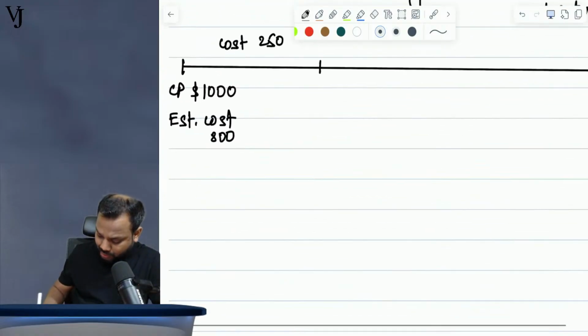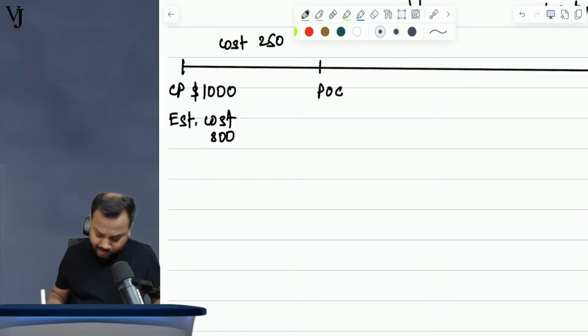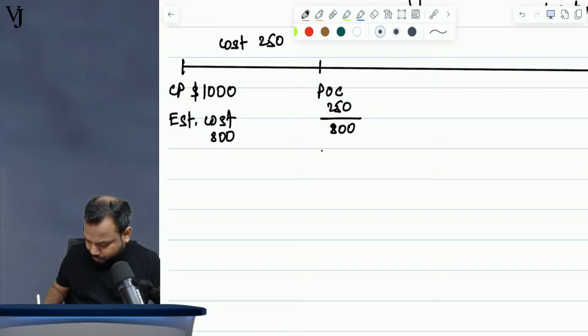So now tell me, what is the percentage of completion? It is 250 divided by 800. How much? 250 divided by 800 is how much?